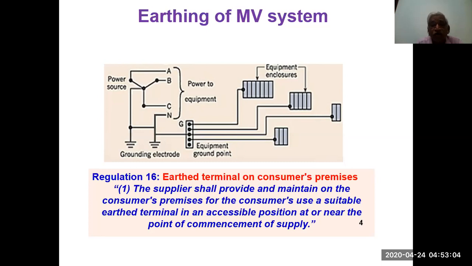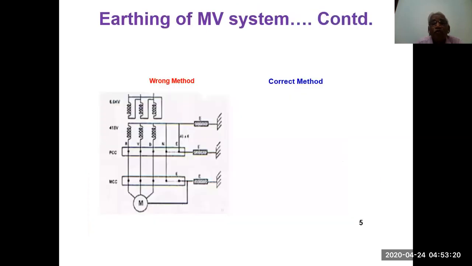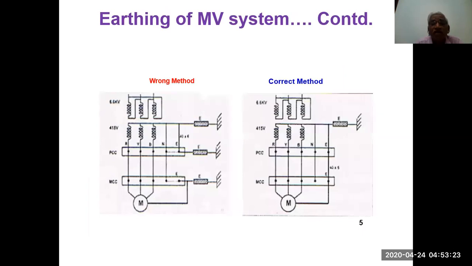The supplier shall provide and maintain on the consumer's premises, for the consumer's use, a suitable earth terminal in an accessible position at or near the point of commencement of supply. Now, two methods are shown here, the left side method and the right side method. The right side method is the correct one, where the earthing electrode is also extended from the supply up to the motor terminal, that is, the user's terminal.